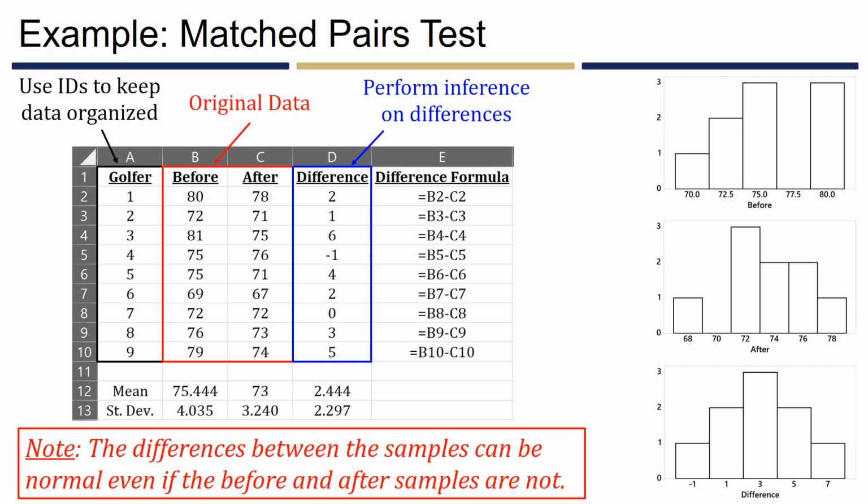So the takeaway here is that the differences between the samples can be normal, even if the original samples are not. Now looking at our statistics here, we have a sample mean golf score of 75.4 for the before scores. We have a sample mean of 73 after, meaning that on average, these golfers improved by a little bit less than 2.5 strokes after having taken the golf lessons.